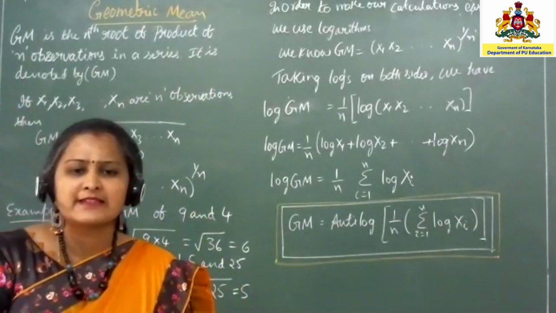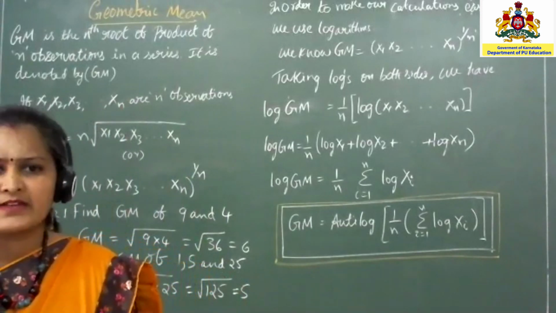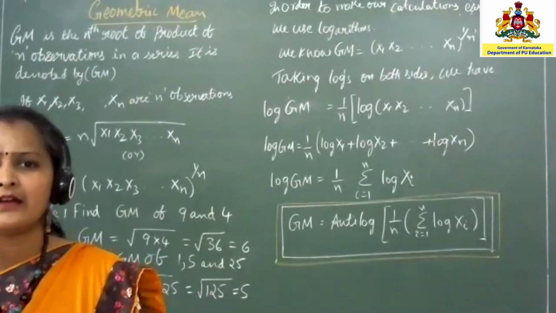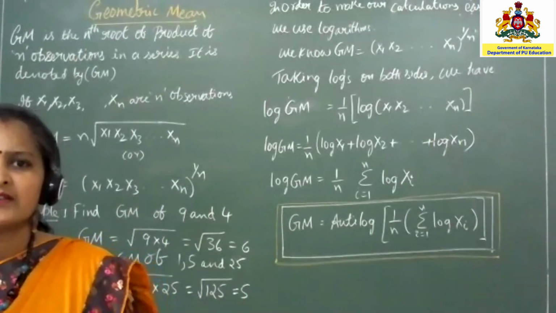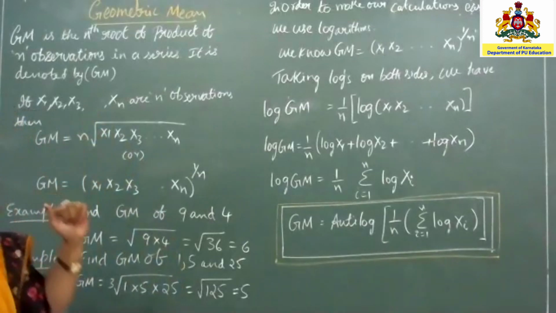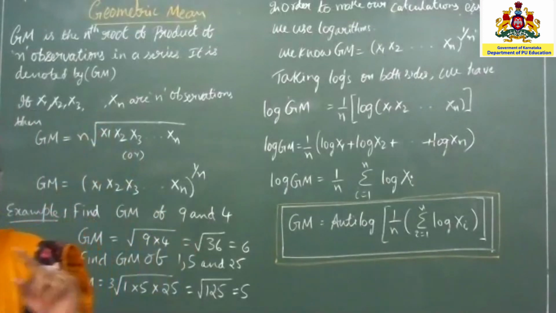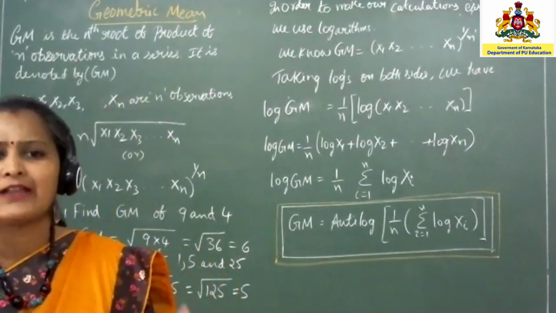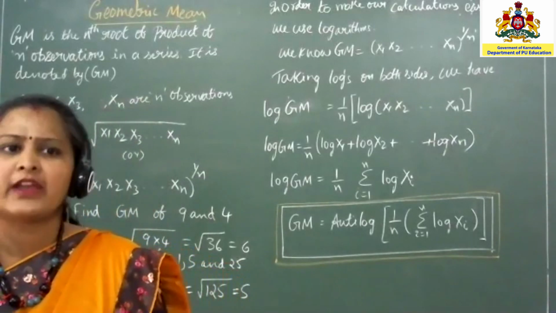N observations means, let us suppose you have 5 observations: 1, 2, 3, 4, 5. So n is 5 here. Your geometric mean is the nth root of the product of n observations. That is the definition of the geometric mean.